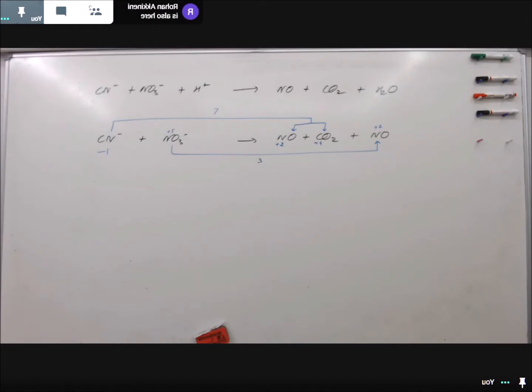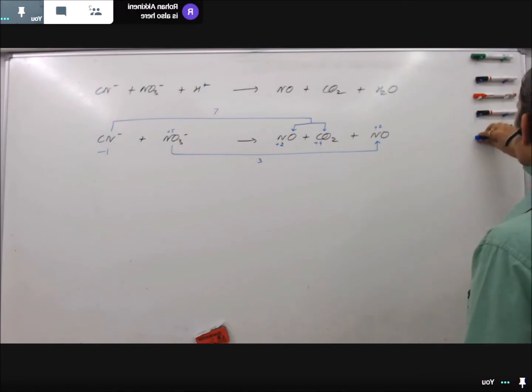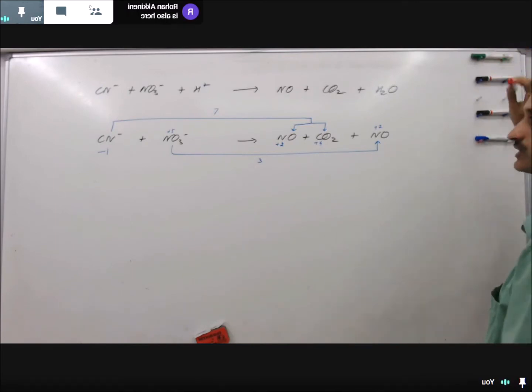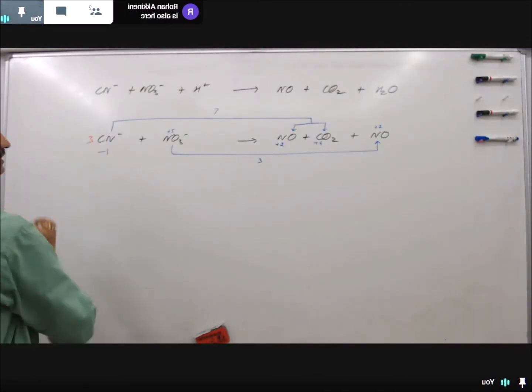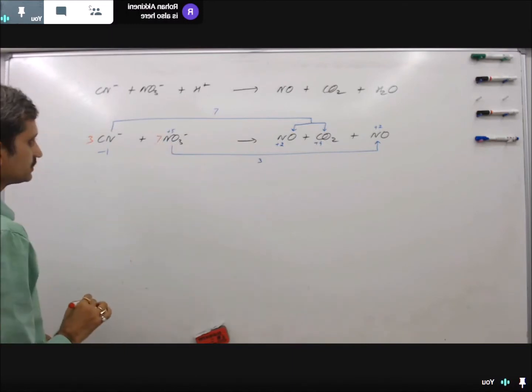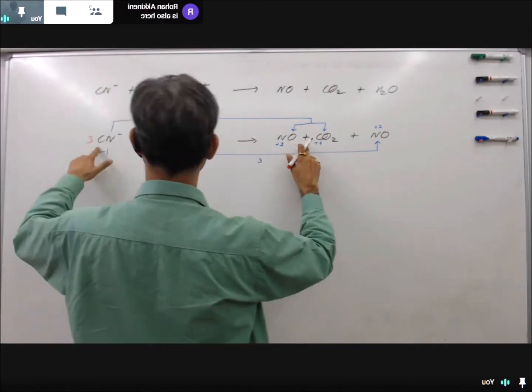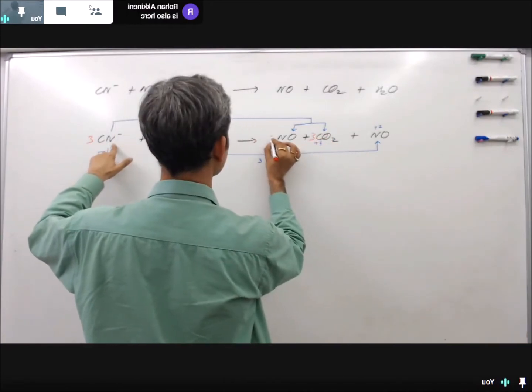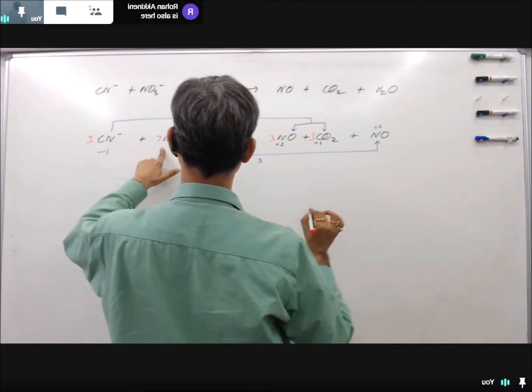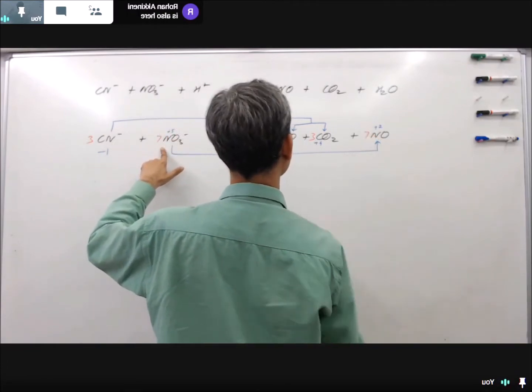Sir, we get 10 NO plus 3 CO2 plus 5 H2O, which gives 7 NO3 minus plus 3 CN minus plus 10 H plus. Okay, let us check it out. Here we are going to have 3 CN minus and 7 NO3 minus. From CN minus we are getting carbon, so it is going to be 3 CO2. From this N we are going to get NO, so this is 3 NO. From this 7 NO3 minus we are getting NO, so this is 7 NO again.